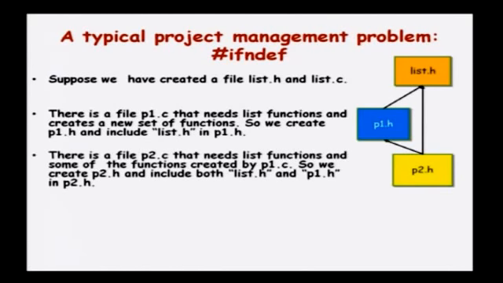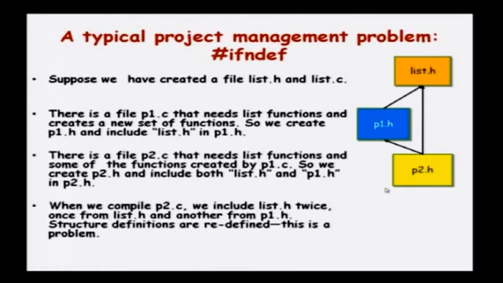Now, suppose that I have another file p2.c. Now, p2.c needs some functions in list.h and some functions in p1.h. So, when I write p2.h, I will say include p1.h and include list.h. Now, what happens is that when we compile p2.c, list.h gets included twice. First, because it directly includes list.h, and second, because it includes p1.h, which itself includes list.h. So, list.h code will be copy-pasted twice in p2.h.